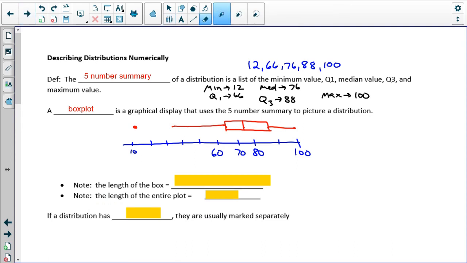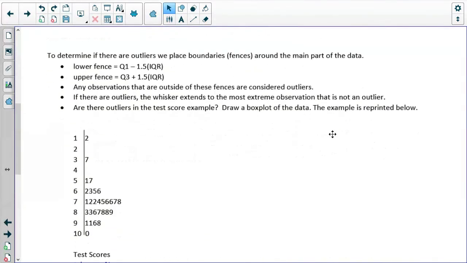If we had more than one outlier, let's say that 37 was an outlier, then the next data point was 51. So we would mark 37 with a dot, and then we would start the box and whisker at 51 and then continue it. So it just depends on where the outliers are. We typically mark outliers with a dot. Okay, so that's what a box plot looks like. The length of the box is the IQR, and the length of the entire plot is the range. And like I said, outliers are typically marked separately.